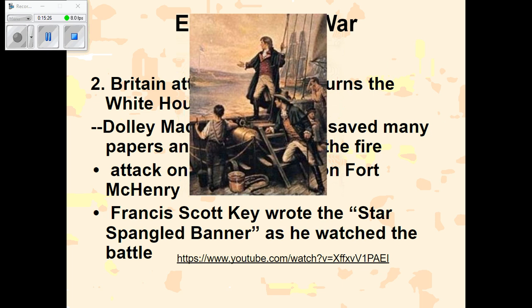So this is where we get our Star Spangled Banner today, from this poem from Francis Scott Key, which ends up becoming the national anthem much later. This isn't a song right away.